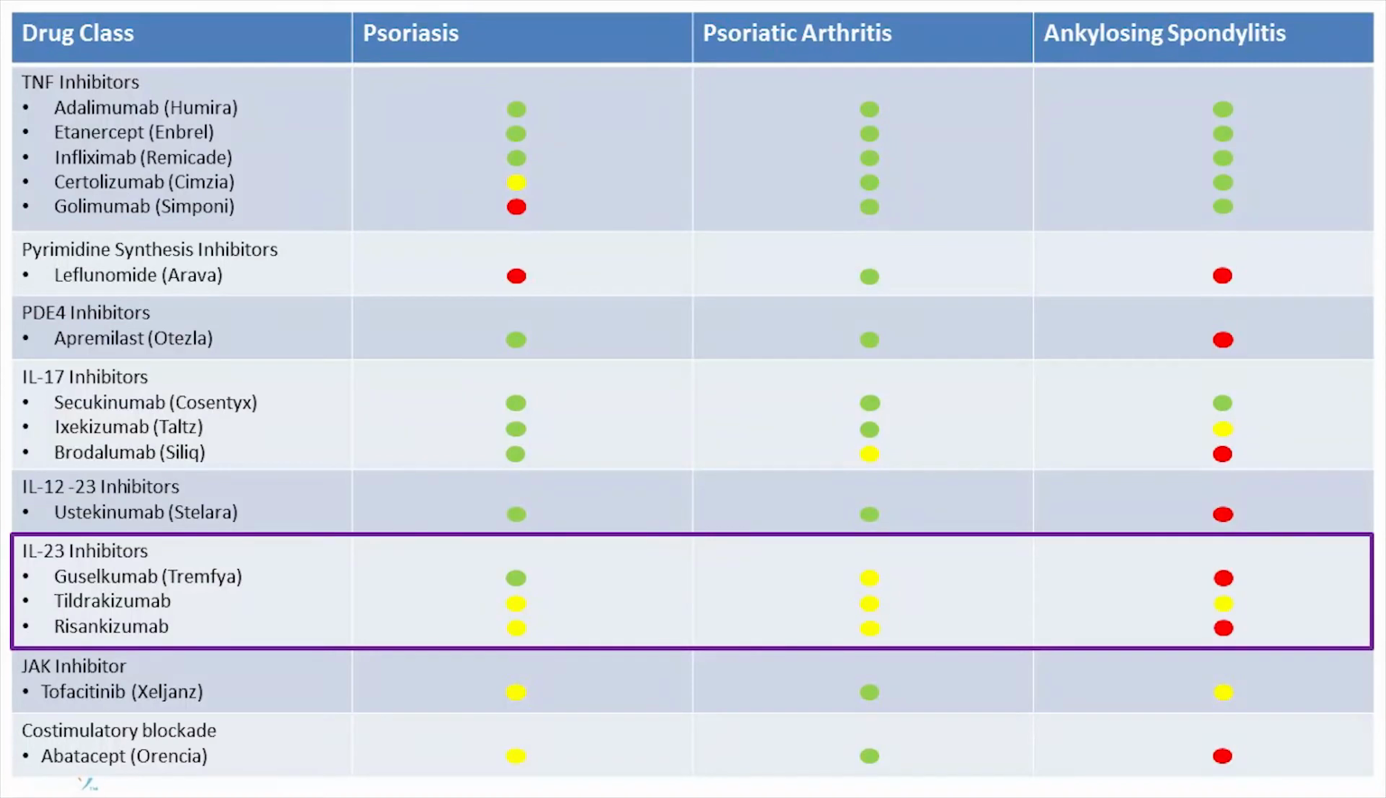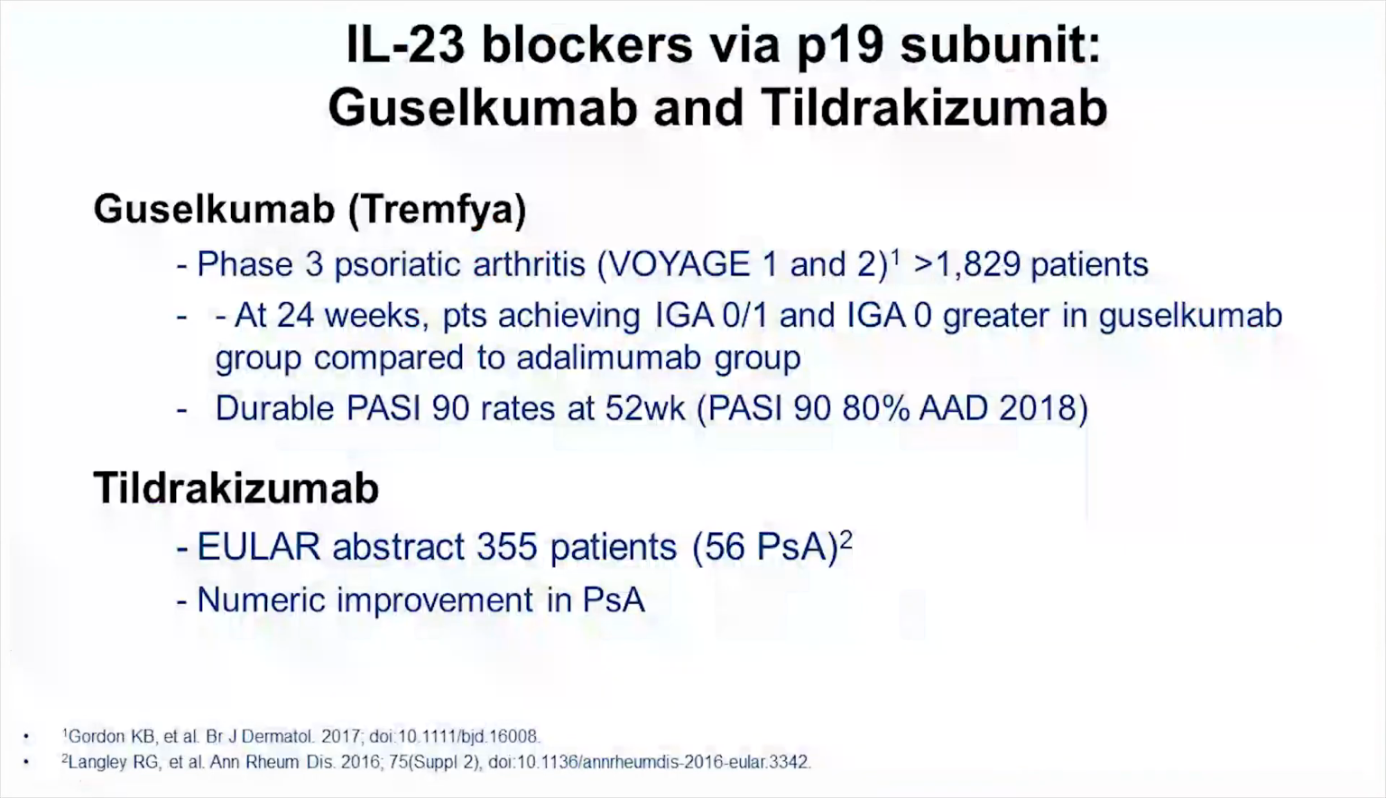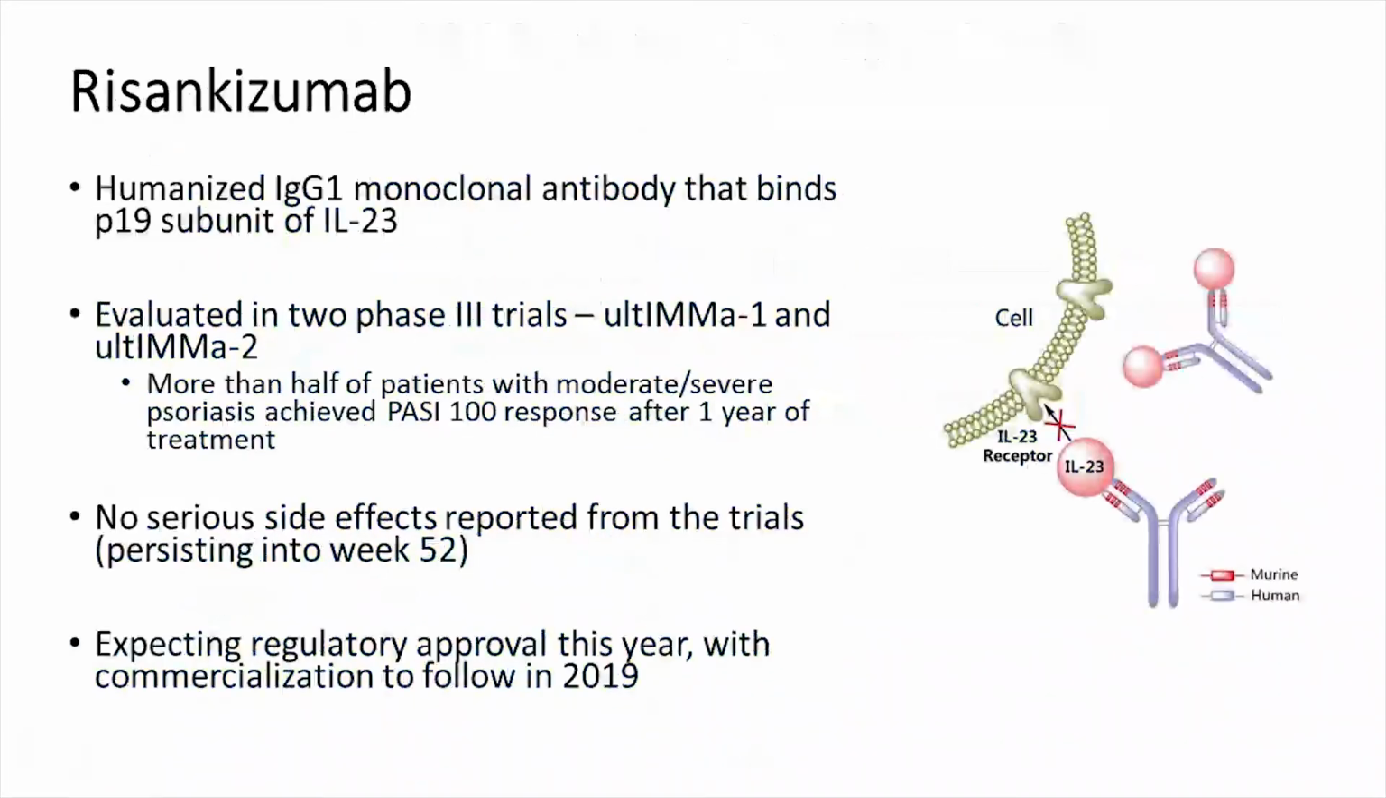Now moving on to IL-23, which you guys are more familiar with than we are. Some of these have been approved for psoriasis, but really in much earlier stages in psoriatic arthritis. So we're only getting sort of abstract forms in our national meetings, but it does show some numeric improvement of psoriatic arthritis. Risankizumab is one of the newer ones, also in phase 3, looking at IL-23 blockade.